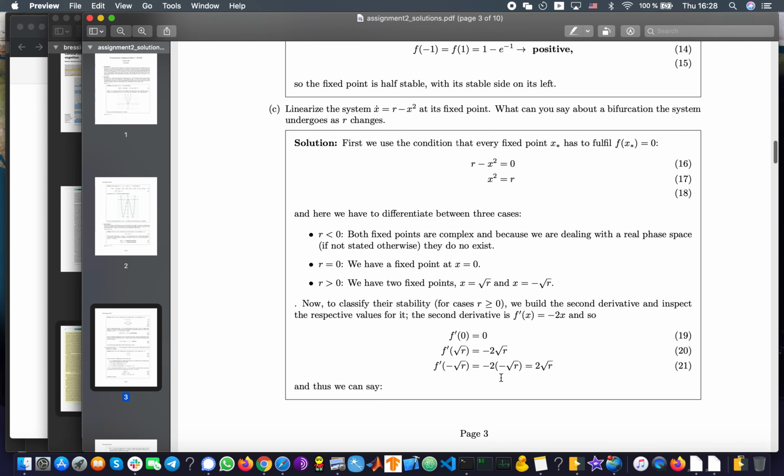And you can also talk about this type of example, which is a nonlinear one, r minus x squared. Why is it nonlinear? Because it is not first power, it is x squared. Again, you put x dot equal to 0 and you find that x squared is equal to r. Now it will be important, and we will work on this, which depends on the value of r. Because if r is negative, then both fixed points are complex and we don't deal with that now.